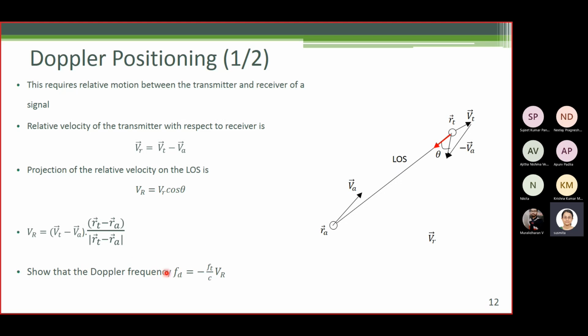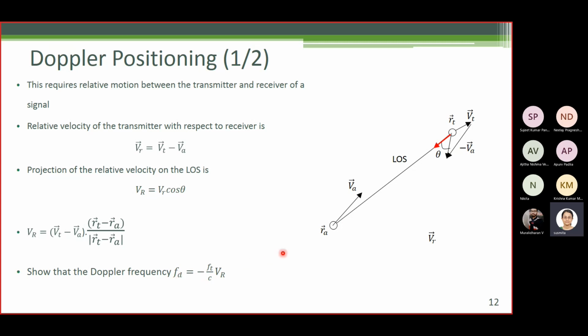Now you need to show that the Doppler frequency is given by this formula. So this is another homework problem, other than the one given in angular position. You need to show that the Doppler frequency Fd, the Doppler shift in the received signal because of relative motion between the user and the transmitter, is given by this formula. Ft is the transmitter frequency, Vr is the projection of the relative velocity on the line of sight to the transmitter, and c is the speed of light. And then this negative sign is there.